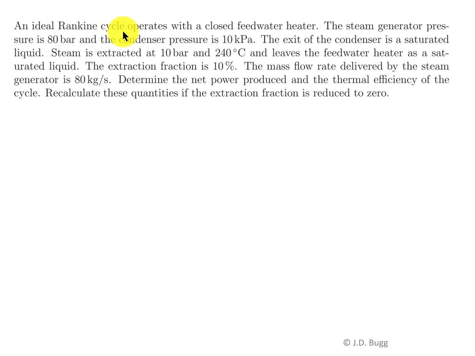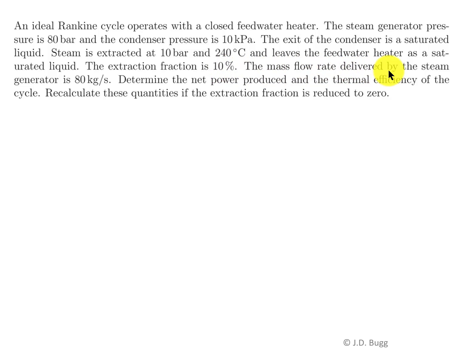An ideal Rankine cycle operates with a closed feedwater heater. The steam generator pressure is 80 bar and the condenser pressure is 10 kilopascals. The exit of the condenser is a saturated liquid. Steam is extracted at 10 bar and 240 degrees C and leaves the feedwater heater as a saturated liquid. The extraction fraction is 10%.